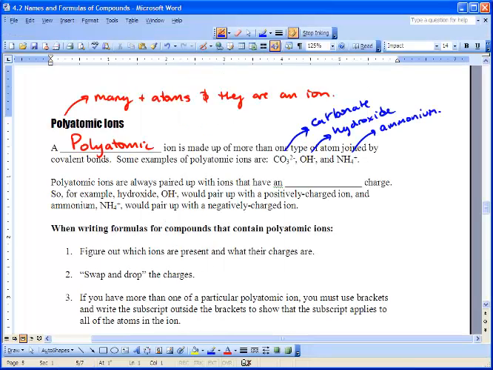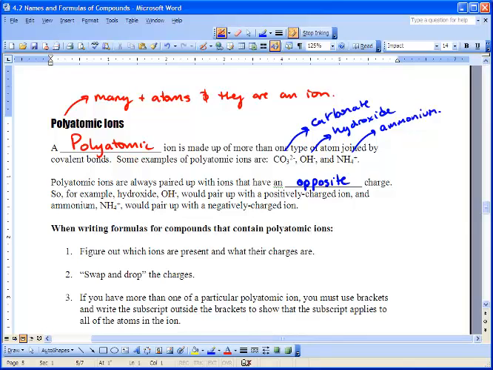So polyatomic ions are always paired up with ions that have an opposite charge. So if you look back at that sheet that I just showed you, you'll look at the charge of those ions. Now it means that they don't break up, they act as one. So for example, hydroxide, OH negative, would pair up with a positively charged ion, and ammonium, NH4+, would pair up with a negatively charged ion.